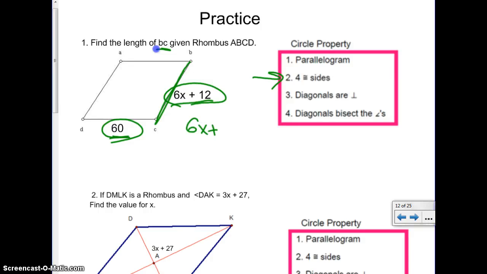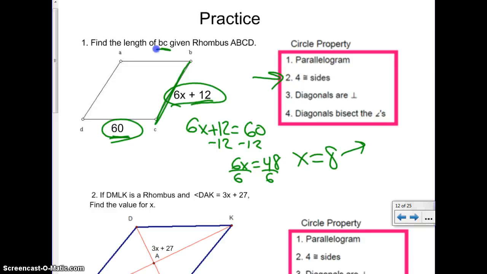So 6x plus 12 equals 60. Minus 12, minus 12, 6x equals 48. Divided by 6, and x equals 8. Great, we're done, right? Wrong. We only solved for x. We want to find the length of the side. How do we find the length? You plug the value in for x. So over here, we'll plug in 8 for x. 6 times 8 plus 12. That's 48 plus 12.